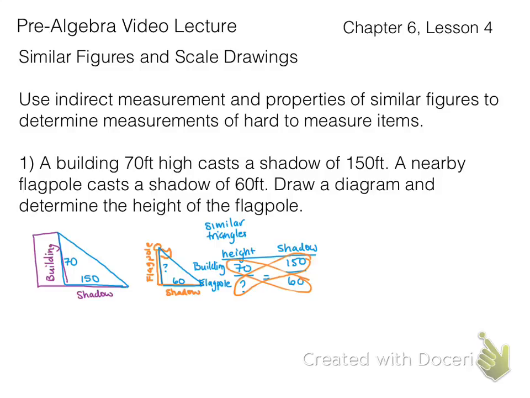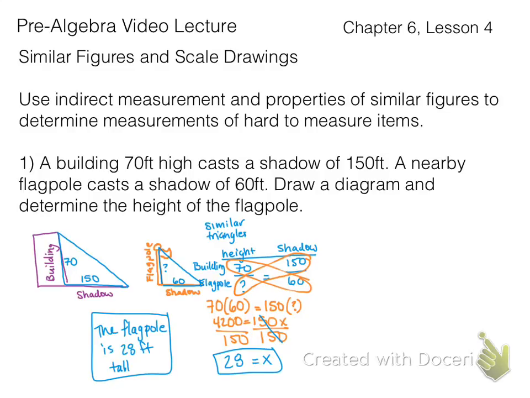Cross product, 70 times 60 is 4,200. 150 times x is 150x divided by 150. That cancels out, and x equals 28. So the height of the flagpole is 28 feet tall.